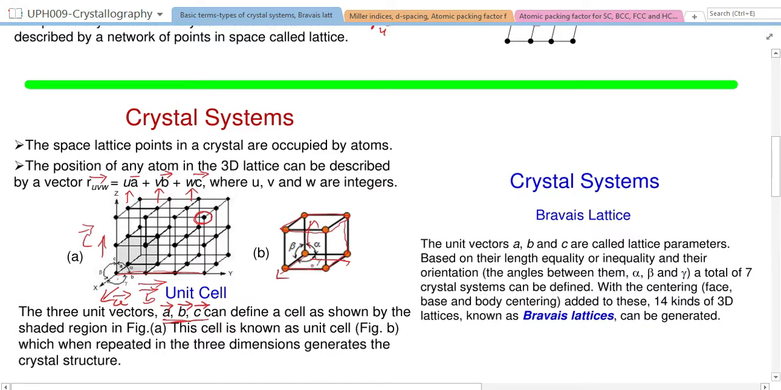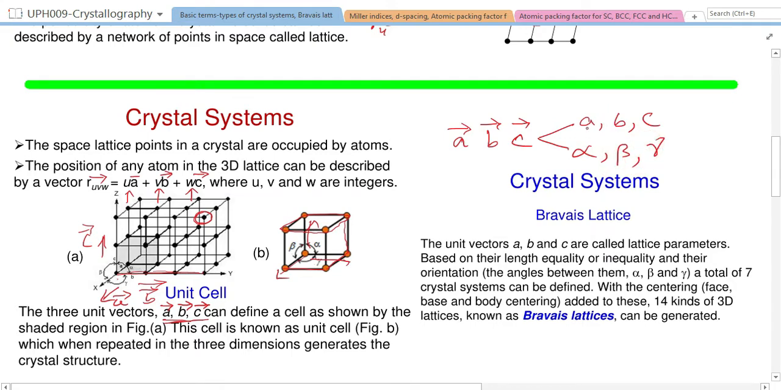So by having 3 different quantities, and these quantities are A, B, C, and I am now saying that they are vectors, right? They are vectors. But a vector has what? A vector has a magnitude and a direction. And these 2 can be captured by 3 different numbers, A, B, C, and alpha, beta, gamma.